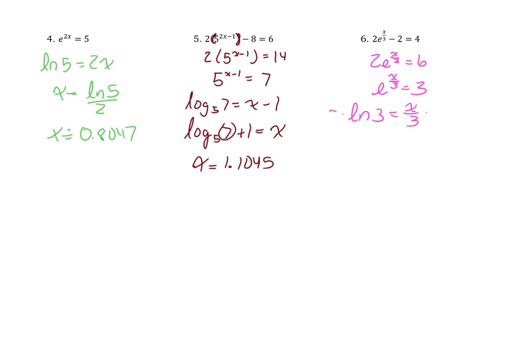And then I'm going to multiply both sides by 3. So 3 ln 3 equals x. So x is approximately 3.2958.